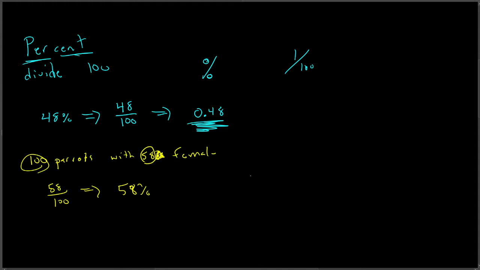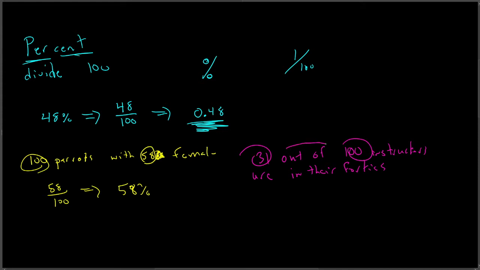What's another example? 31 out of 100 instructors are in their 40s. So 31 out of 100 writes just like our ratios did, but out of 100, we would say 31%, 31 per 100.